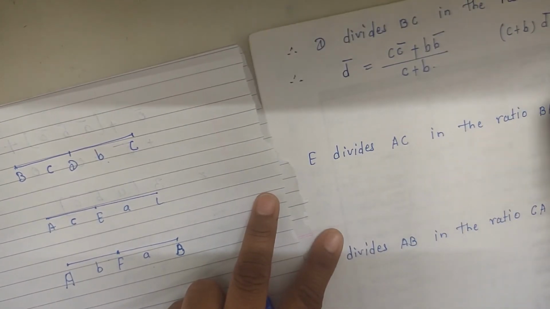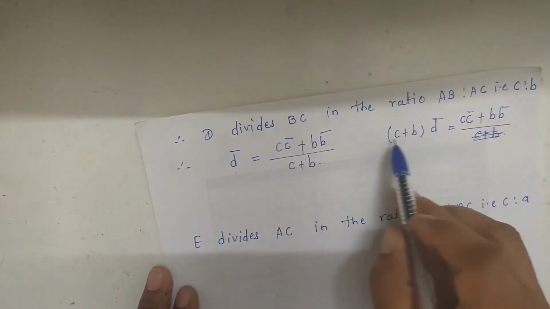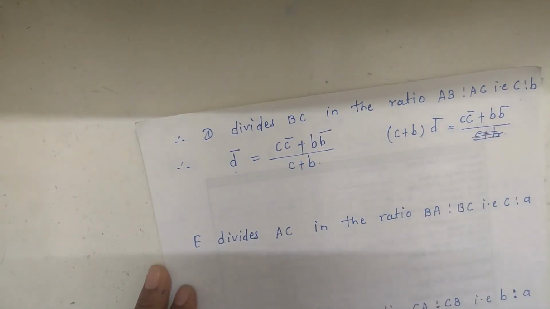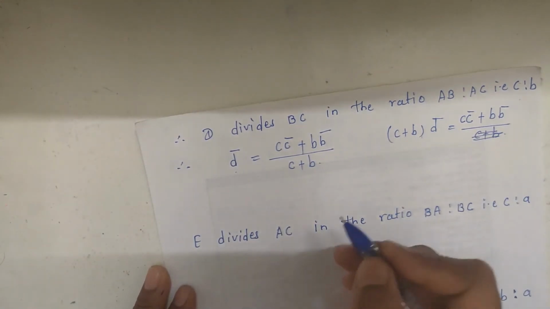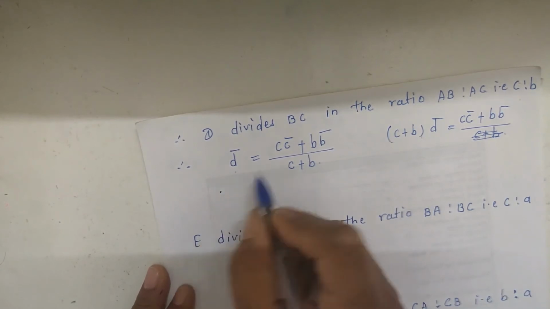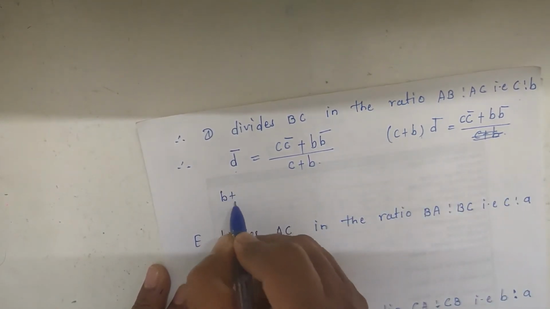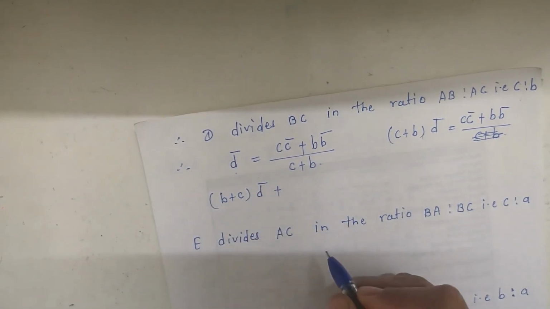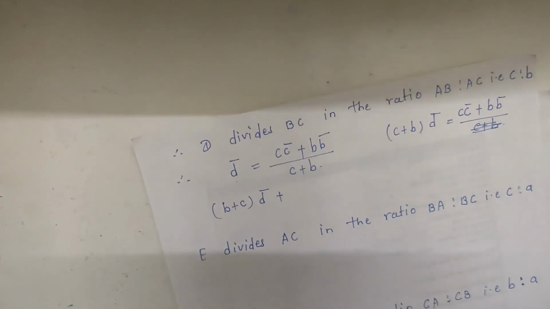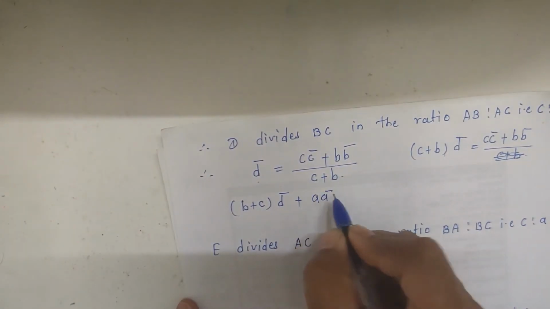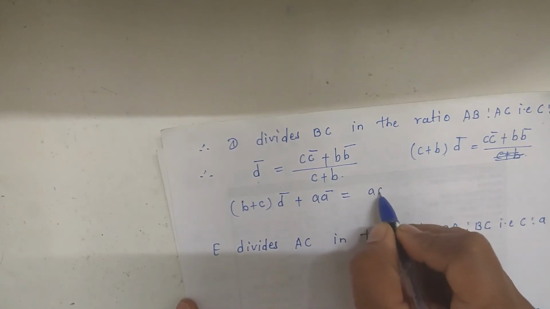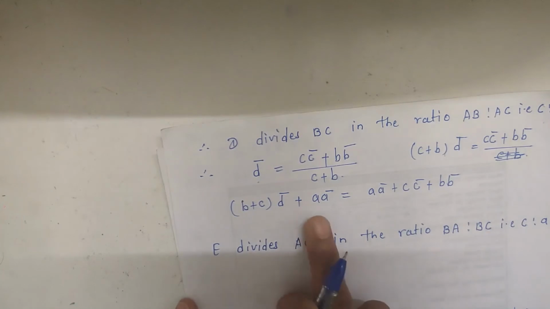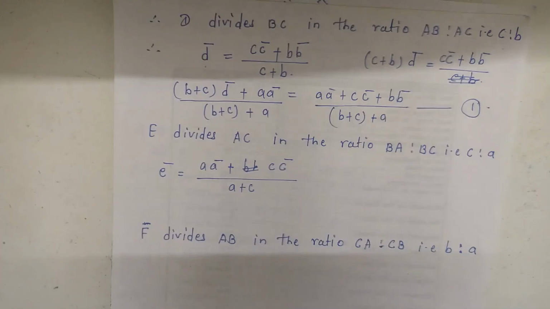Sorry, here again by cross multiplying, C plus B into D bar is equal to C into C bar plus B into B bar. Again by adding A, we can write B plus C into D bar plus A into A bar is equal to A into A bar plus C into C bar plus B into B bar. Adding A into A bar on both sides.